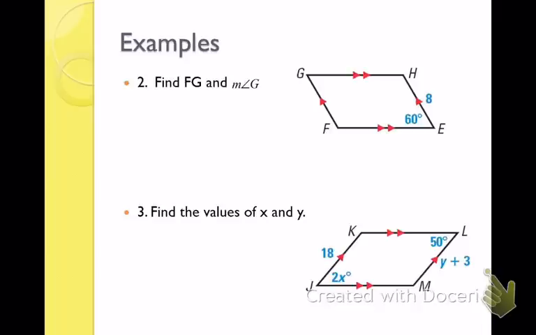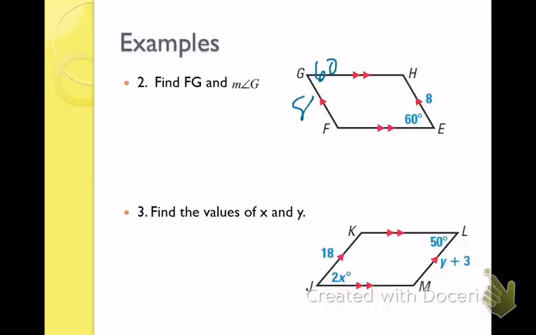Okay, what did you come up with? Again, this guy, FGHE, is a parallelogram, and we know that because these arrows are showing us that. Both pairs of opposite sides are parallel, making it a parallelogram, or p-gram for short. Okay, if that's the case, opposite sides are congruent, so if HE is 8, FG is 8. And opposite angles are congruent, so if angle E is 60, angle G is going to be 60.